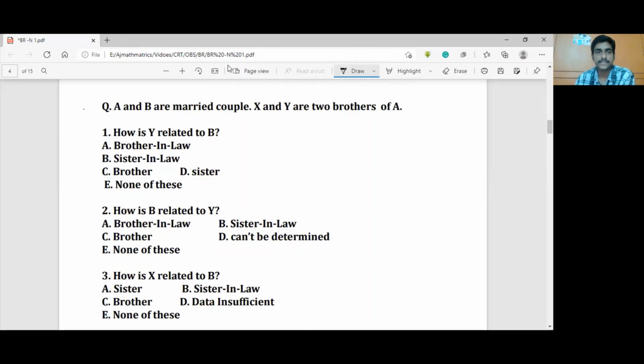Now let's solve this question. A and B are a married couple. Be clear, it says A and B are married. It doesn't say that A is male and B is female, or that A is husband or B is husband. So don't write any genders here, as it says A and B are a married couple. Next, X and Y are the brothers of A, which means X is male and Y is male.